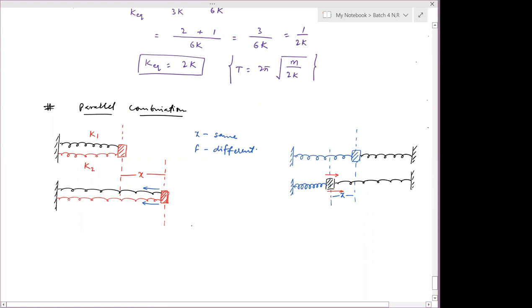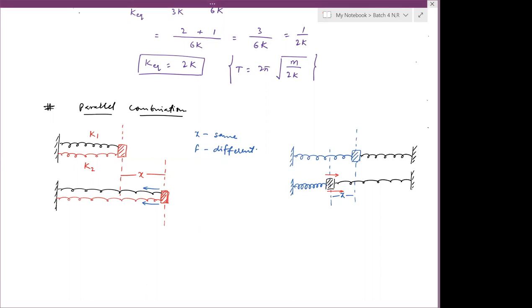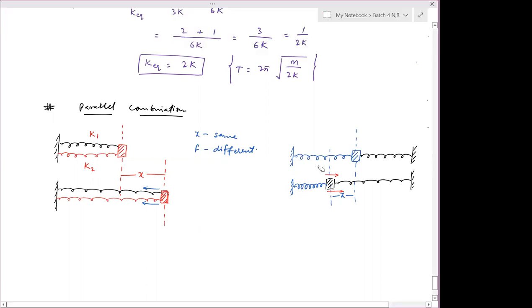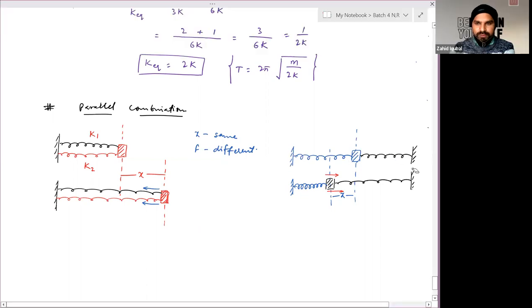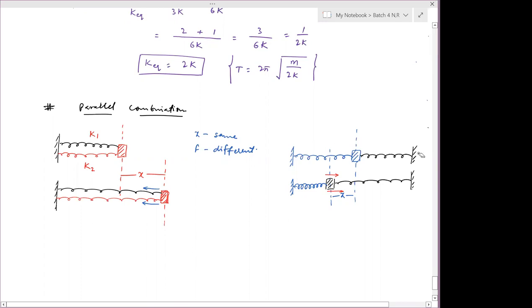Sir, I think I did not get the initial setup. How does it start? We have two rigid walls or supports. Two springs are connected from them, and there is a block at the junction. Now, if we displace this particular block towards any one side, it will start to oscillate like this. Is it clear? Yes, sir.